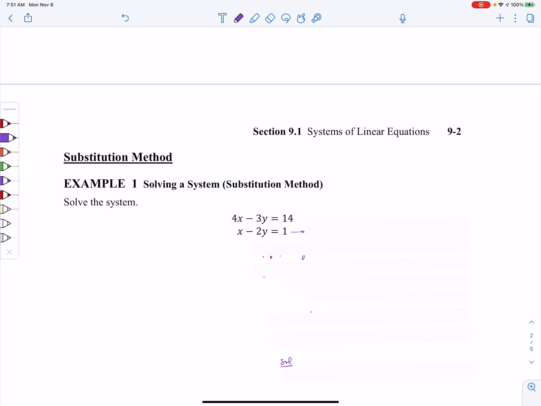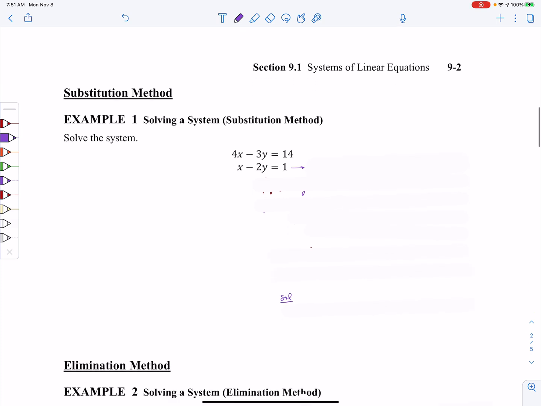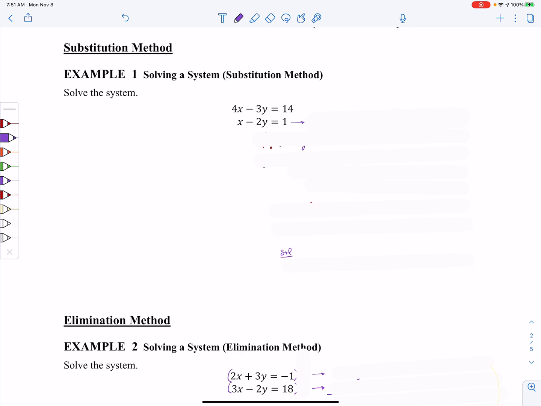Example number one, we're going to use the substitution method. I like to use this method when I have a variable that is either alone or almost alone. So if you'll notice here, my x is almost alone, and it's really easy to get it alone. So I'm going to rearrange the second equation to get that x isolated. And then what I'll do is I'll take that x and I will replace it for the x that's in the other equation. So instead of writing an x in the other equation, I'm going to write what it's equal to. So I'll use substitution here.